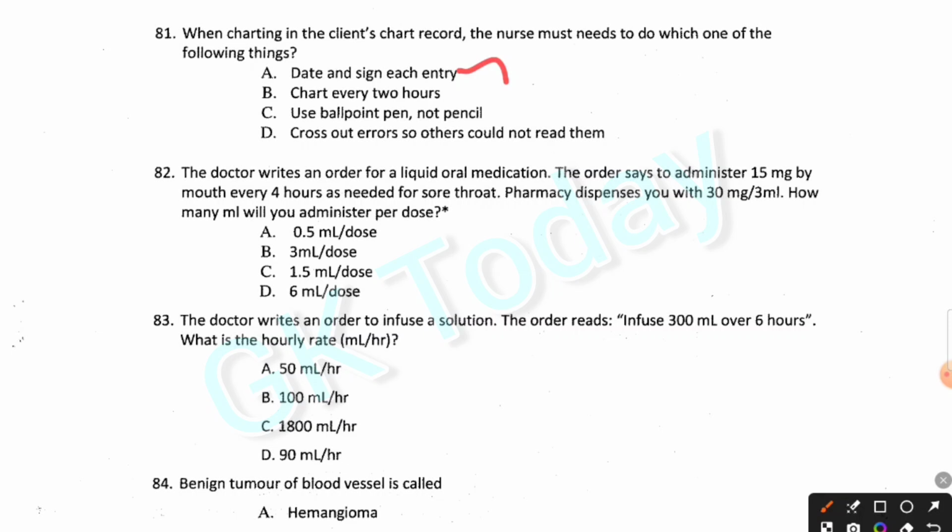Question number 82. The doctor writes an order for a liquid oral medication. The order says to administer 15 mg by mouth every 4 hours as needed for sore throat. Pharmacy dispenses 30 mg per 3 ml. How many ml will you administer per dose? Correct answer is option C, 1.5 ml per dose.